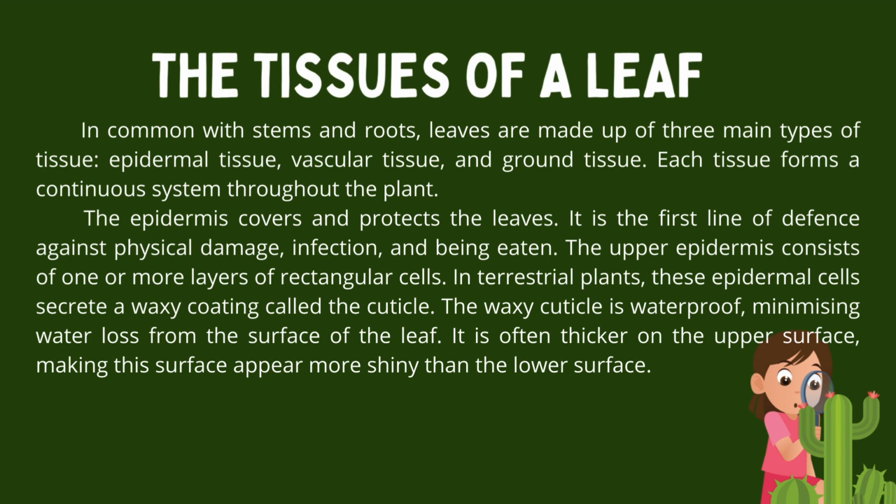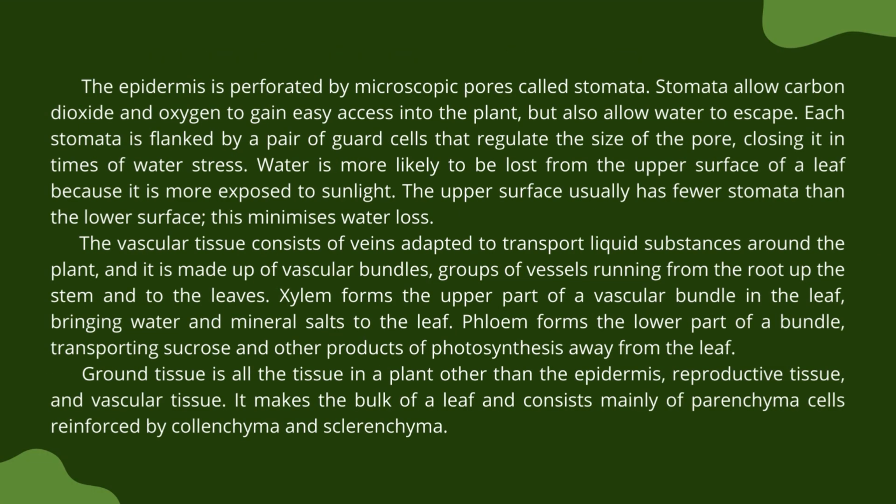The waxy cuticle is waterproof, minimizing water loss from the surface of the leaf. It is often thicker on the upper surface, making this surface appear more shiny than the lower surface. The epidermis is perforated by microscopic pores called stomata. Stomata allow carbon dioxide and oxygen to gain easy access into the plant, but also allow water to escape.